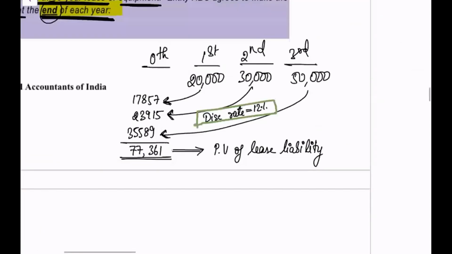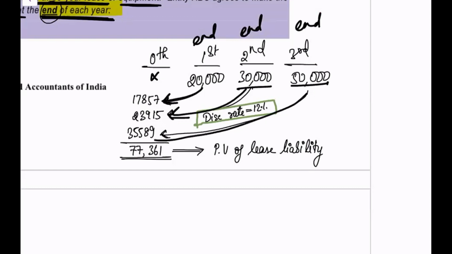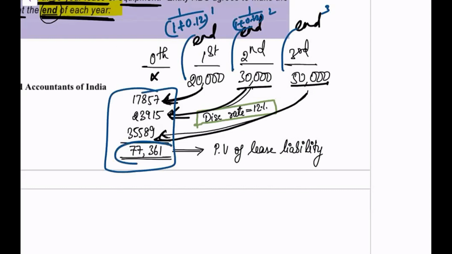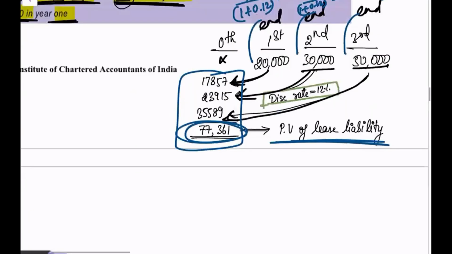So in the 0th year, you are not paying anything. At the end of year 1, you'll pay 20,000. At the end of year 2, you'll pay 30,000. At the end of year 3, you're going to pay 50,000. Now all of this, you have to bring to the present value using your discount rate of 12%. So in the first year, what you'll do? You will do 1 divided by 1 plus 0.12 to the power 1. In year 2, 1 plus 0.12 to the power 2. And the same to the power 3 here, and multiply it and find out your present value of lease payments, which is nothing but 77,361. So this is your present value of lease liability. Pull all of these lease payments to present value using the discount rate, and that will be the present value of lease liability.